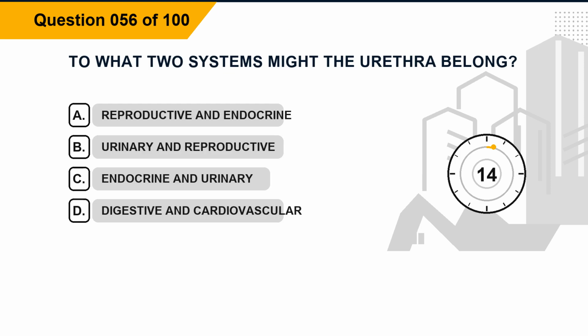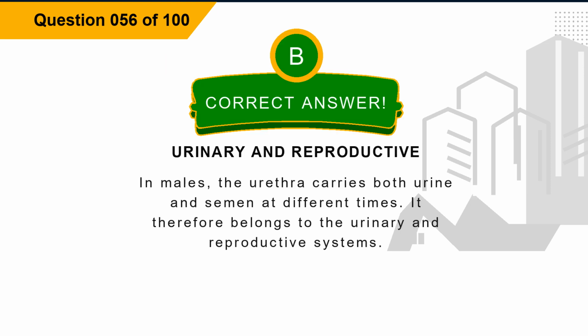Question 56. To what two systems might the urethra belong? Option A. Reproductive and endocrine. Option B. Urinary and reproductive. Option C. Endocrine and urinary. Option D. Digestive and cardiovascular. The correct answer is option B. Urinary and reproductive. Explanation. In males, the urethra carries both urine and semen at different times. It therefore belongs to the urinary and reproductive systems.